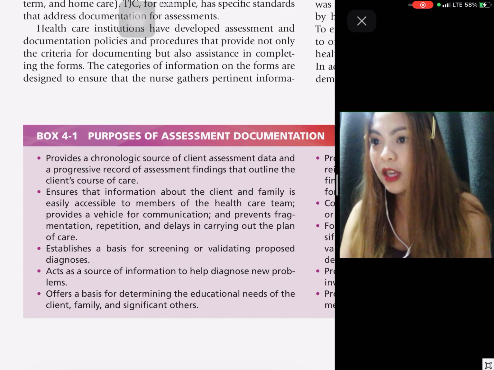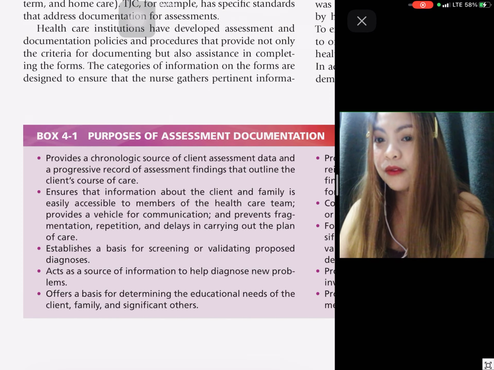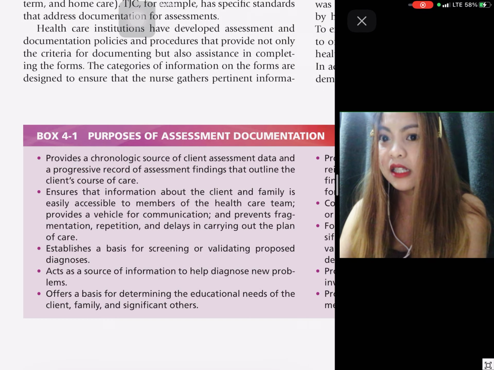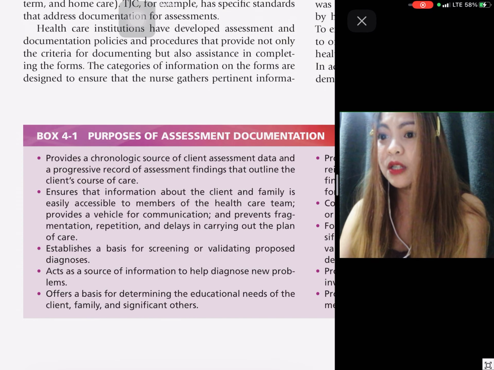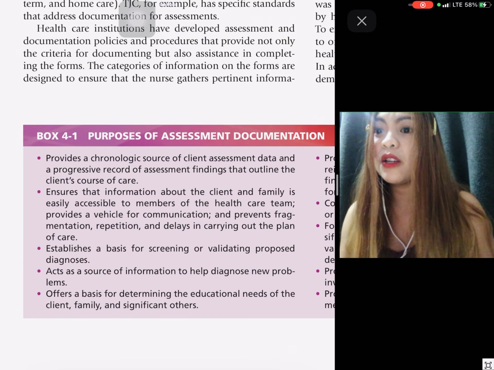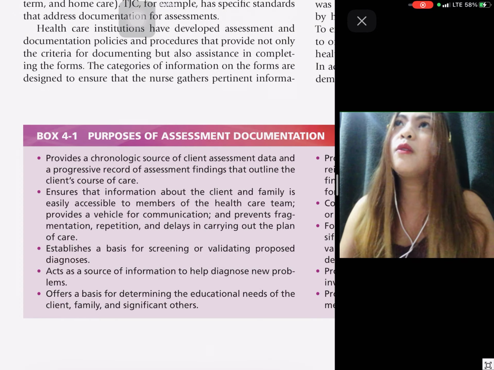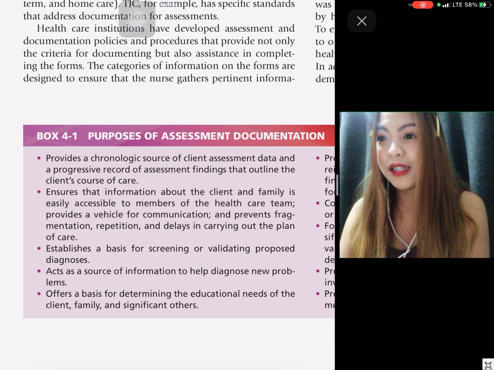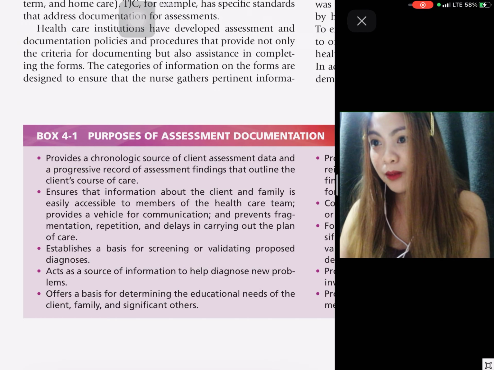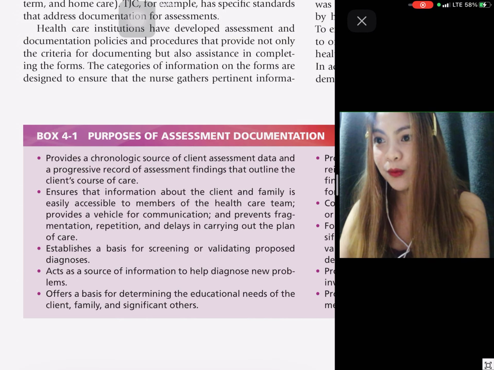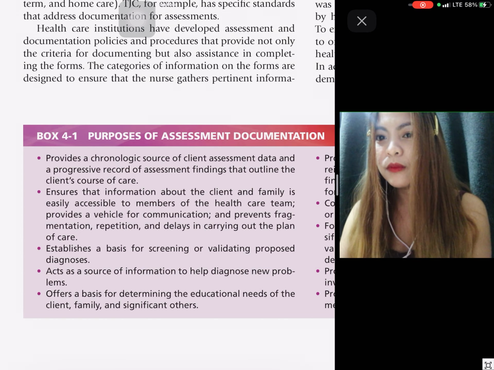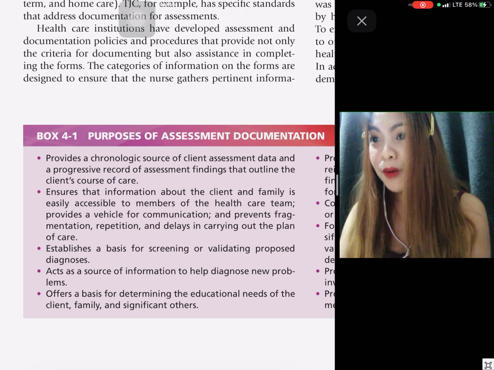So next, it ensures the information about the client and the family is easily accessible to members of the healthcare team, provides a vehicle for communication, prevents fragmentation, repetition, and delays in carrying out the plan of care. So nabanggit ko nga, syempre document yan. Yung mga document na sinulat niyo dyan, yung mga assessment na nakuha mo, iikot yan sa buong healthcare team na nagpo-provide sa patient. Siyempre, doon sila makikita kung ano yung mga nagawa na mga labs, nakikita nila yan doon, para hindi na sila mag-repeat. Ma-avoid din yung delay ng carrying out the plan of care.